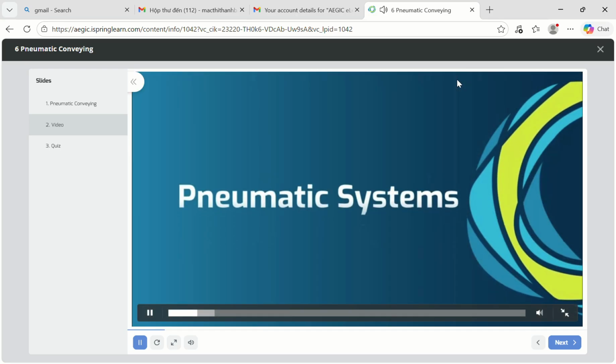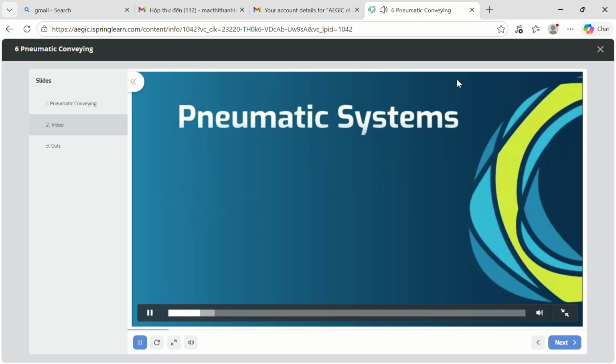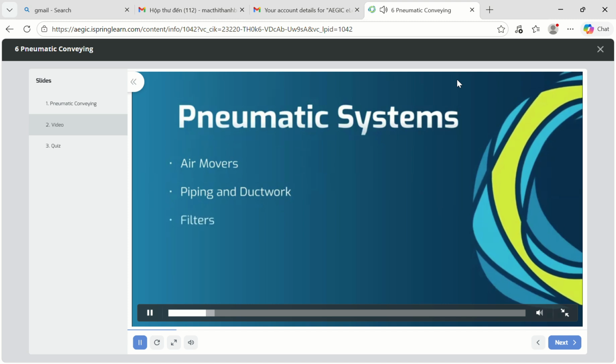Pneumatic systems. Pneumatic systems have three main parts: air movers, fans or blowers, piping or duct work to channel the air, and a device to filter the solids from the air, usually a cyclone or dust collector.